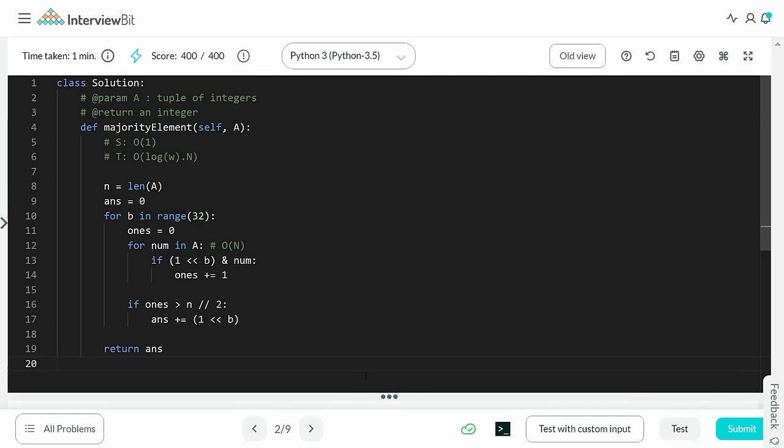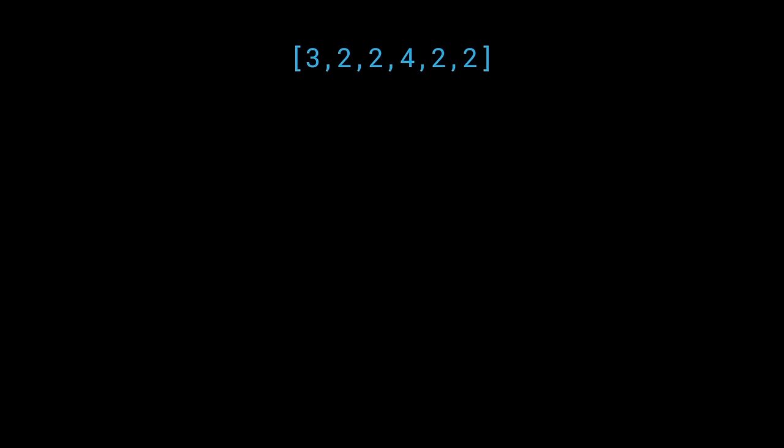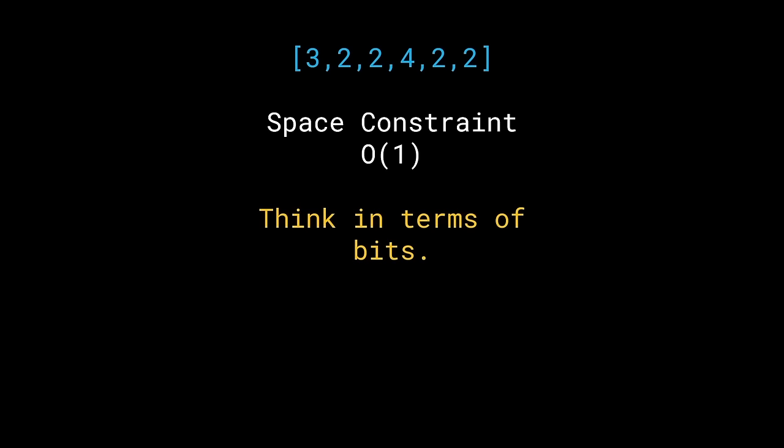The central observation that helped us solve this problem was that whenever the space constraint is very, very hard, and we are working with these integers and there seems to be no other way out, we have to think in terms of bits. That is the central observation in getting a solution for this problem. This will not only help you for this problem, but other problems as well. So keep this idea in mind for later. All right, anyways, this is it for the solution to the problem, majority element.